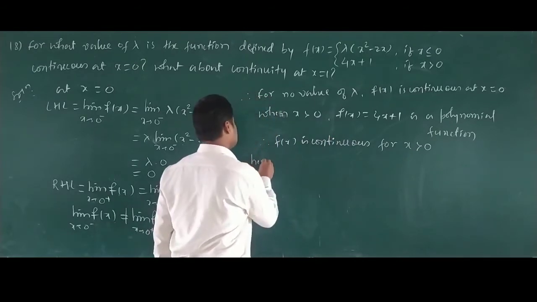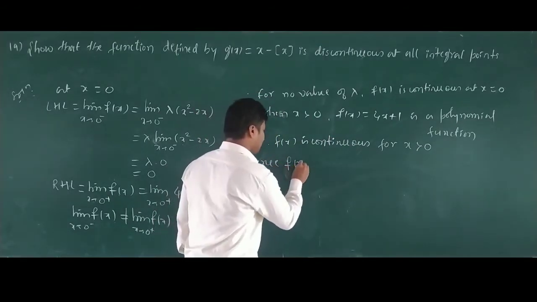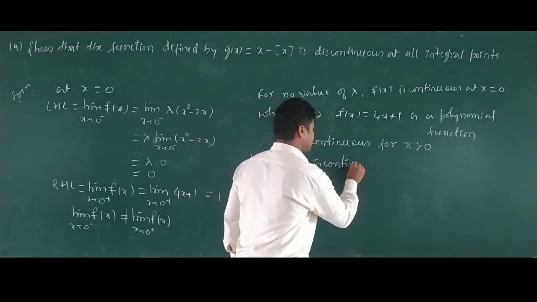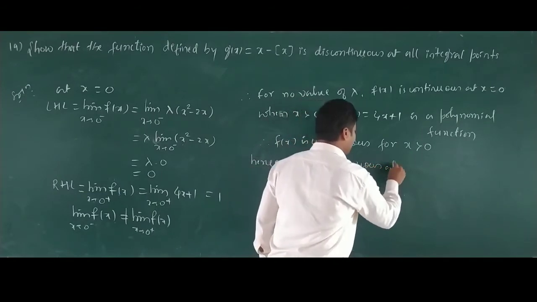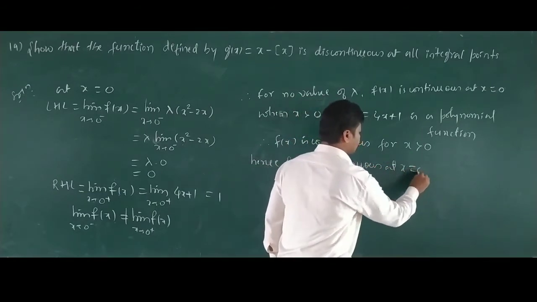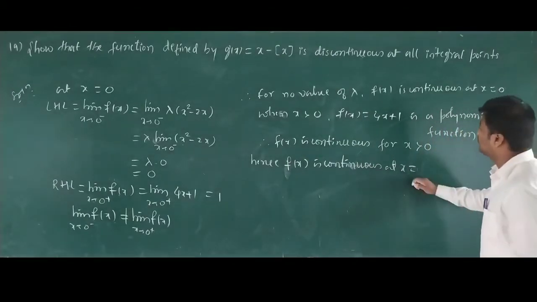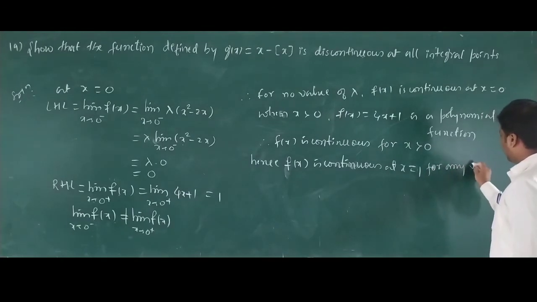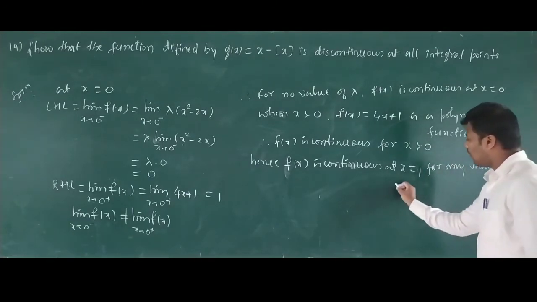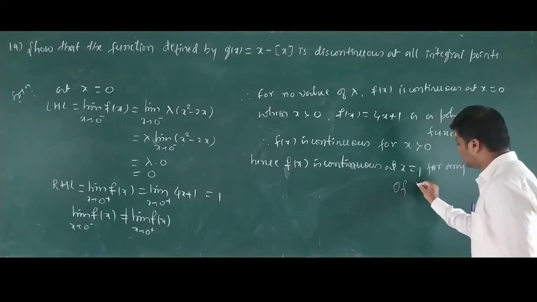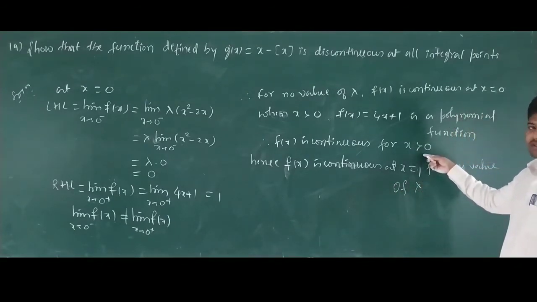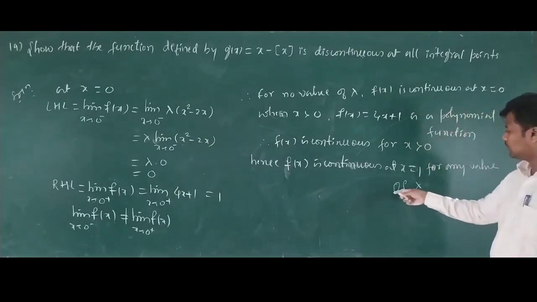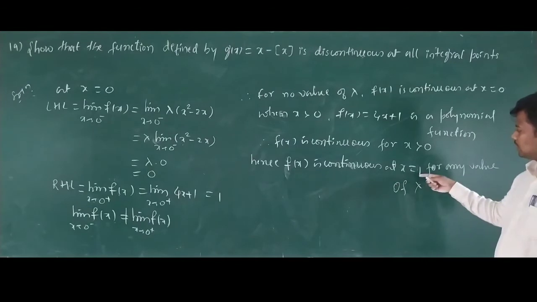Hence, f of x is continuous at x equal to 0, sorry, x equal to 1, for any value of lambda. So x greater than 0, here the function is 4x plus 1. So for any value of lambda, f of x is continuous at x equal to 1.